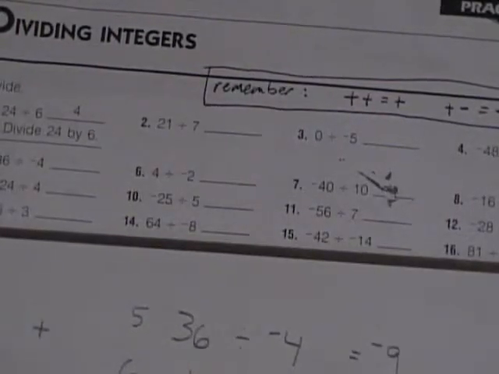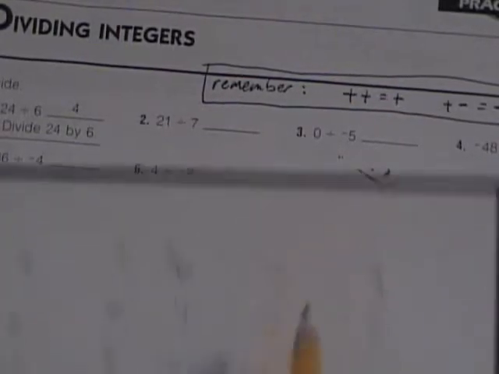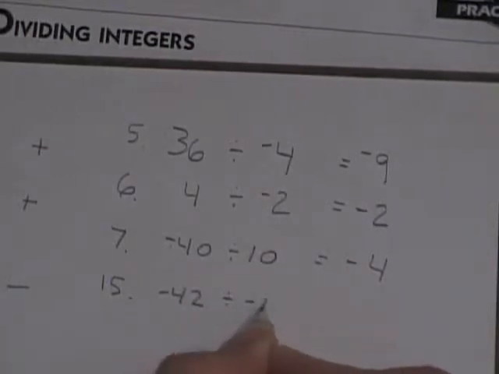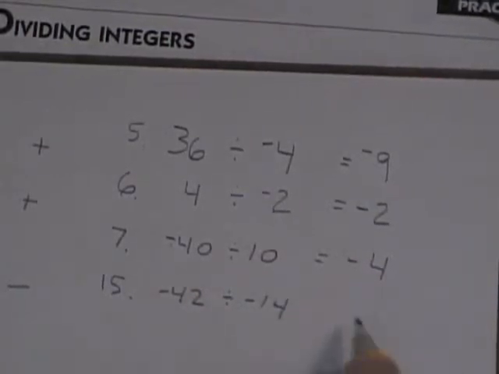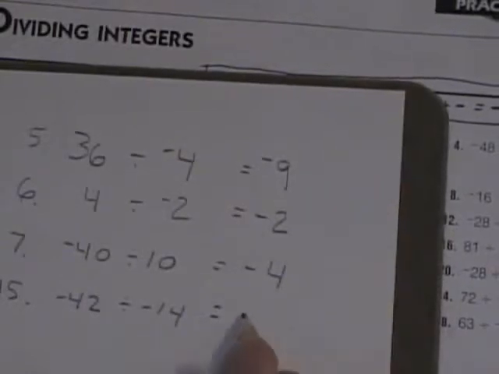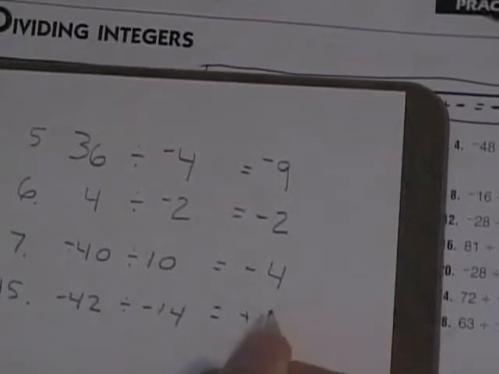Skipping down to number 15. Number 15 says negative 42 divided by negative 14. Alright, so first thing we do is we're going to look and see, okay, we have a negative divided by a negative. Negative divided by negative, that means it's positive. So if you want to put a plus sign, you can. And 42 divided by 14 is 3.